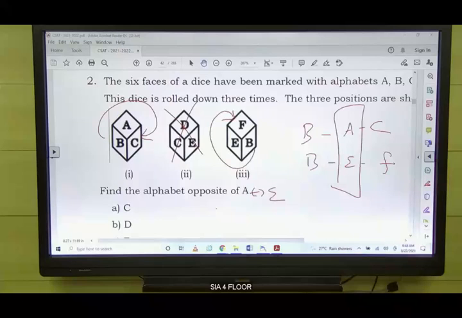Even if you select 1 and 2, you'll get the same answer. Even if you select 2 and 3, you'll get the same answer. You'll get the same answer if you select any 2 dice.